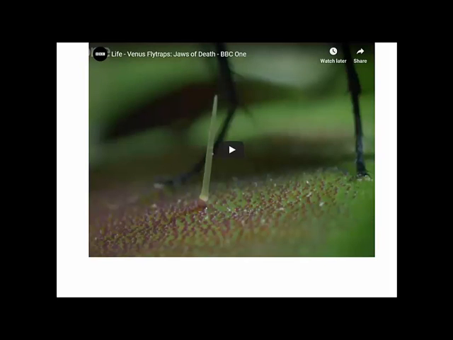This is a little video that shows how the Venus flytrap actually works. You can't just touch it and cause it to close. There's actually more involved than that, and this video will show you some of that.